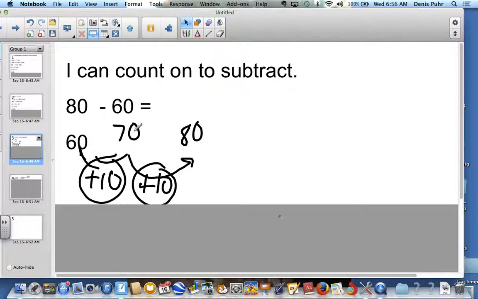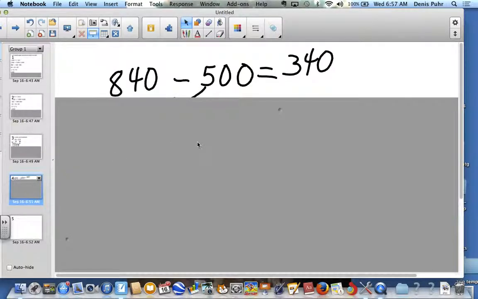So we go 60 to 70, 70 to 80. 60 to 70 is 10, 70 to 80 is 10. And then we just count up the tens in our head. Count by tens. 10, 20, and that's actually the answer, 20. So again, 60, 70, 80. So the difference between these two numbers is 20. Let's try another one. Try this one on your own.